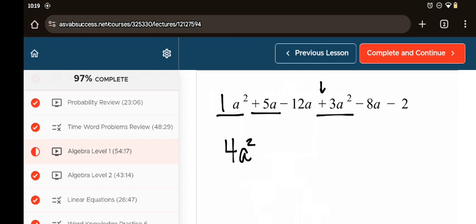Then now we're going to look for the ones with an exponent of 1. So 5a, negative 12a, negative 8a. So 5 minus 12 is negative 7. And we still have to minus 8a. Negative 7 minus 8a is negative 15a. Now that we've done that, what's left is our negative 2. There are no other numbers, so we just leave that just like that.